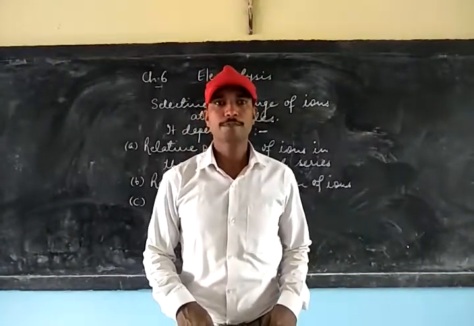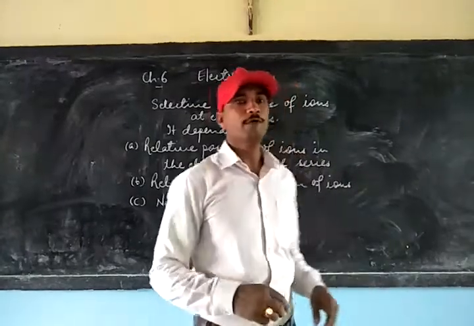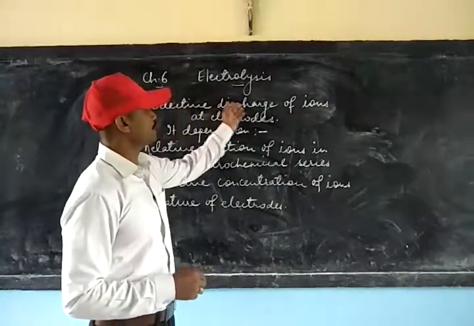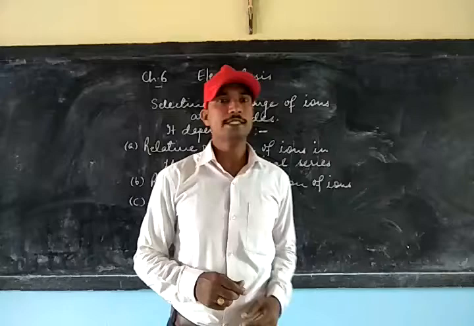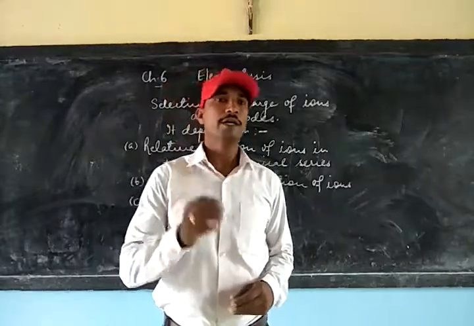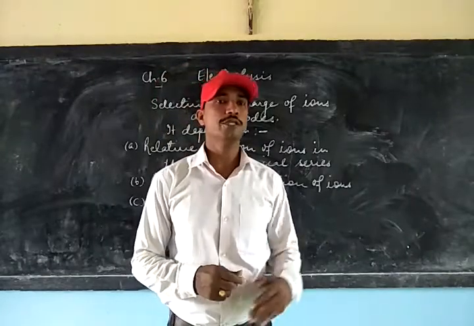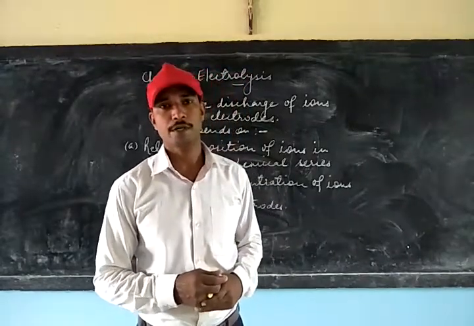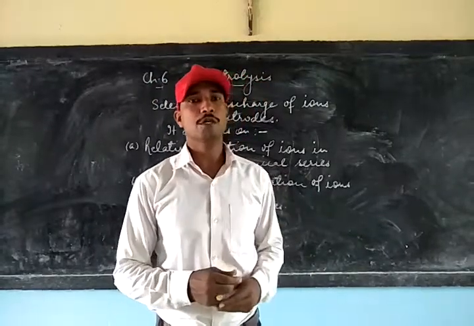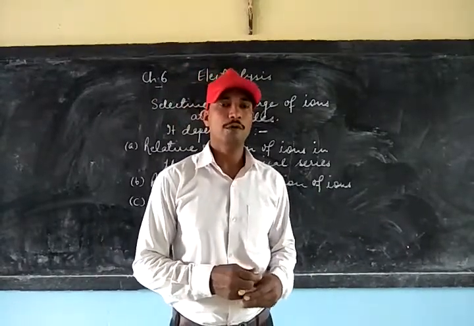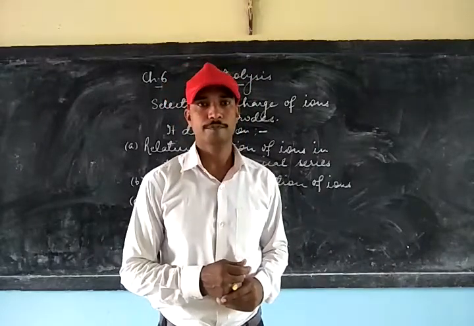Good morning, students. We'll continue with the same chapter, but our topic will be selective discharge of ions at electrodes. We have already seen that whenever current is passed through, the electrolytes are dissociated into their respective ions, and these ions migrate towards the opposite electrodes where they completely get discharged to form neutral atoms.